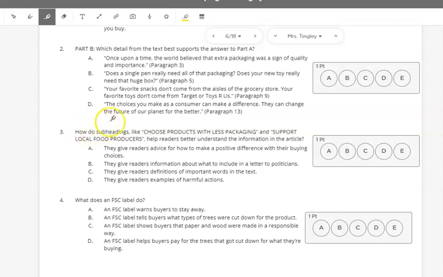Number 3, how do the subheadings, we circled all of those subheadings, like choose products with less packaging and support local food producers, help readers better understand the information in the article? What does this make you think about the author's opinion? Choose products with less packaging. Support local food producers, people that make food that live in your city. How does that help you with the information? Go ahead and choose your answer.